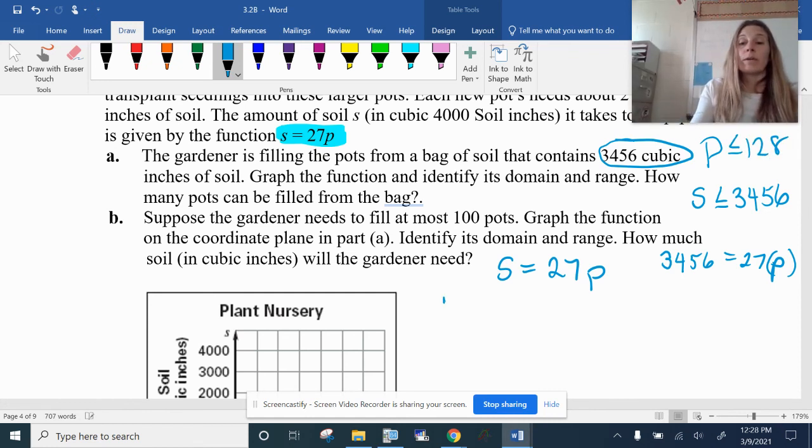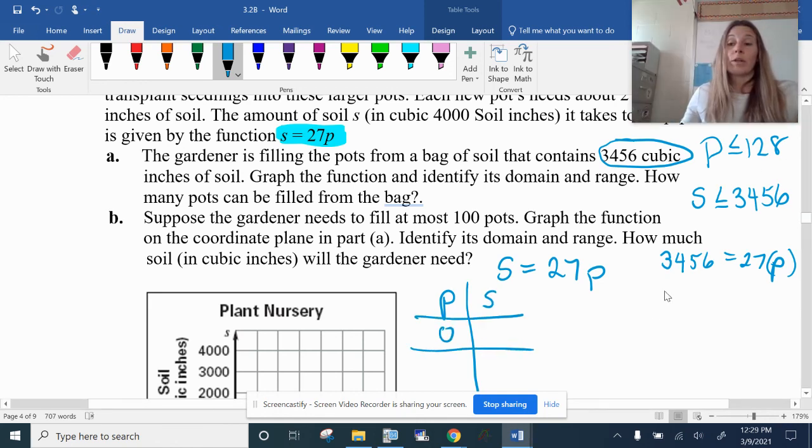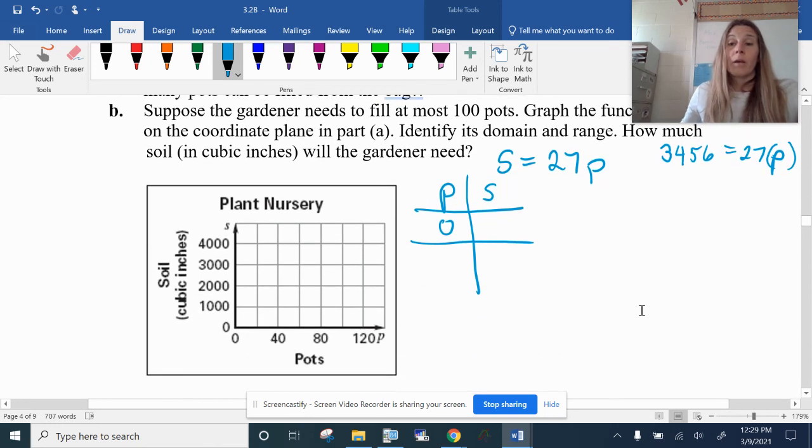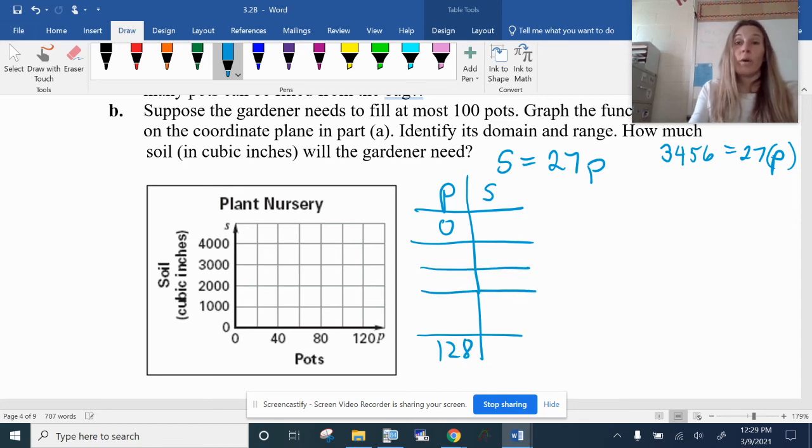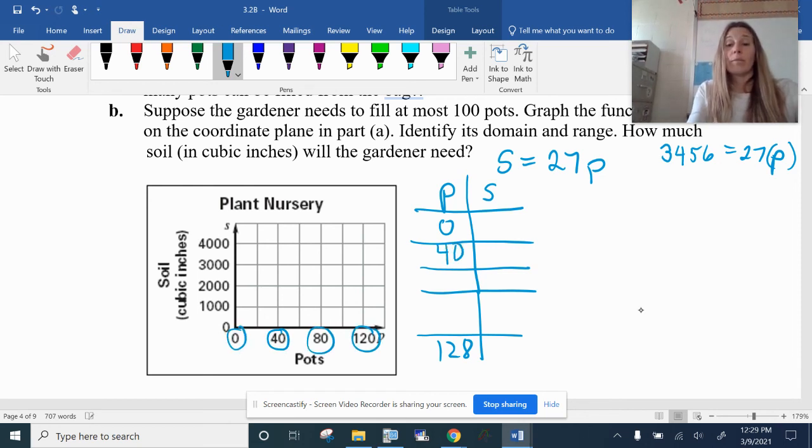Okay, now that's helpful because now I'm going to make my input-output table. And I can start with 0, but I know that I'm going to go up to 128. Now, I probably don't want to do 1, 2, 3, 4, 5. I'll be here all day. So I'm looking on this graph that's already done for me, and I'm just going to pick the numbers that are already labeled on there because it would make it look a little bit easier.